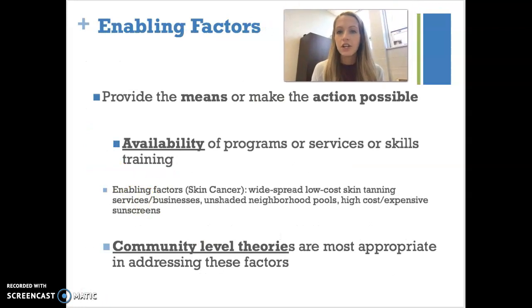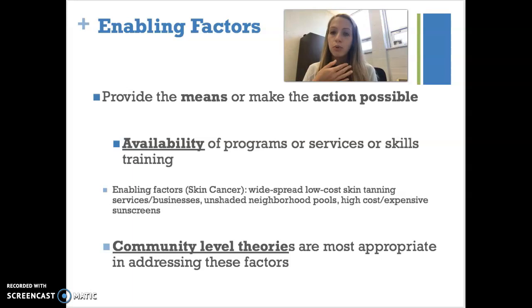And our last factor here is enabling factors. This provides the means or makes the action possible. This is giving us access or availability of programs, services, or skills for us to change the behavior. So enabling factors, keeping the same topic of skin cancer, include widespread low-cost skin tanning services or businesses. So this is obviously buying into that bad behavior of tanning and tanning beds. They're out there accessible to the community, and that's making those poor choices easier.